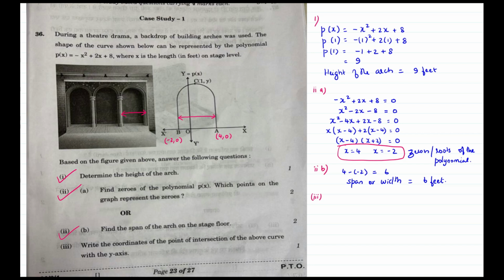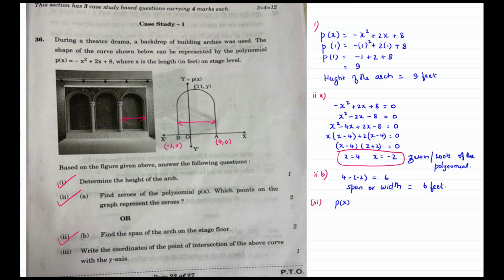Now let us see the next question. The next question says, write the coordinates of the point of intersection of the above curve with the y axis. If you see this particular diagram, this is the path of the parabola. It starts from the x axis, then goes high and then comes down. At one particular point it crosses the y axis with the value x is equal to 0. Now to this equation you put p of 0, or x is equal to 0, then you will get the intersection at the y axis.